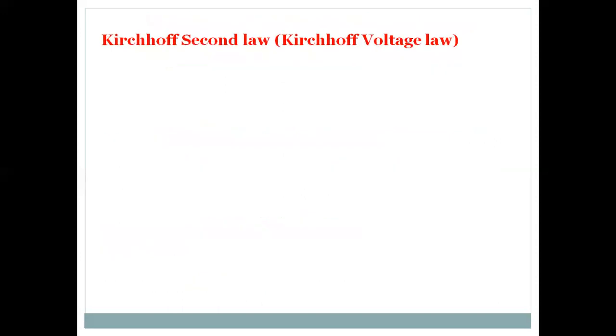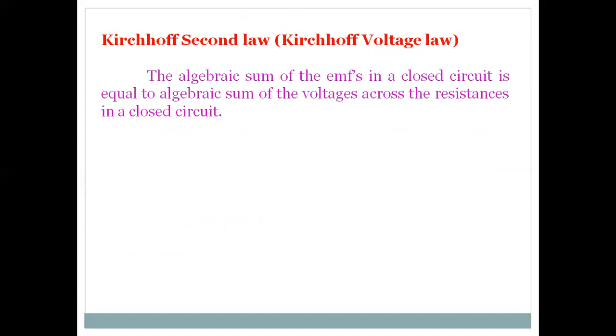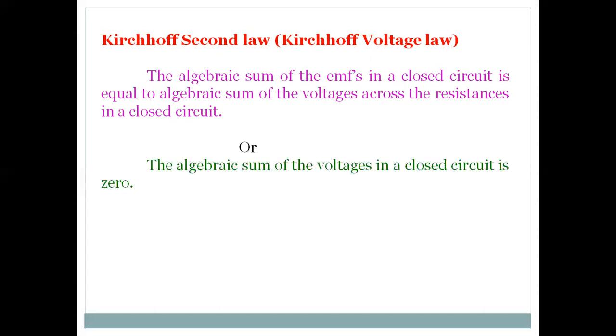What is Kirchhoff Second Law? Kirchhoff Second Law is used in closed circuits. How much current is passing through a closed circuit can be calculated using the Kirchhoff Second Law. Here we use voltages across the resistances, so this is called Kirchhoff voltage law. In it, the algebraic sum of the EMF, that is electromotive force, in a closed circuit is equal to the algebraic sum of the voltages across the resistances in the closed circuit. Or simply, we can say that the algebraic sum of the potential differences in a closed circuit is zero.